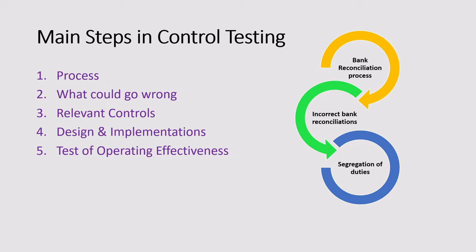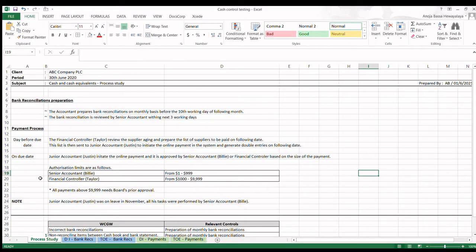So now let's see how the control working paper will look like. This is my process study. I have done my process study, design and implementation, and test of operating effectiveness in one Excel. And this is the example for process study. I have covered 2 processes here. This is a really simple example. In the real world, you won't see a simple process like this, but just to give you an idea how to document, I have taken it as simple as possible.